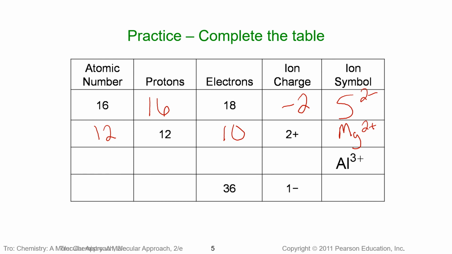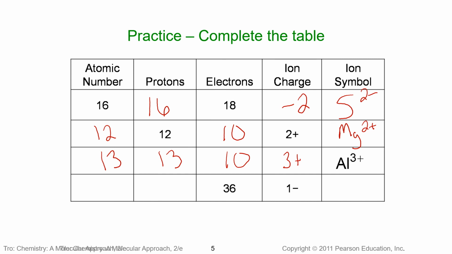Now we're given the ionic symbol. We know from the symbol we have a +3 charge. If we look on the periodic table for aluminum, it has an atomic number of 13, which means it has 13 protons. It's a +3, so we have 3 fewer electrons, which is 10.